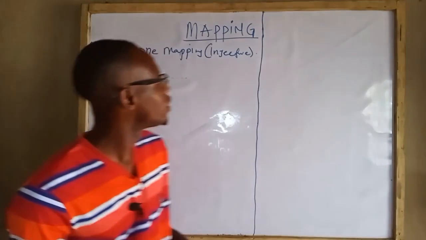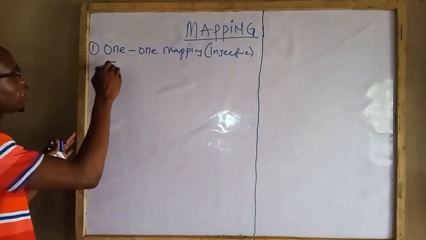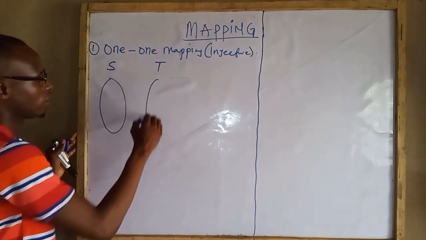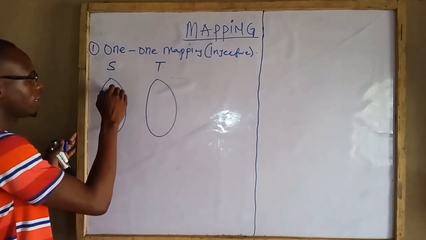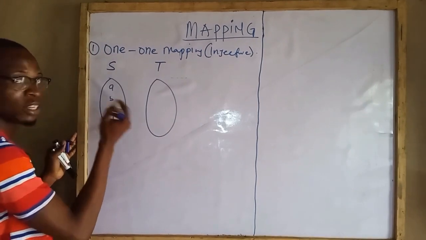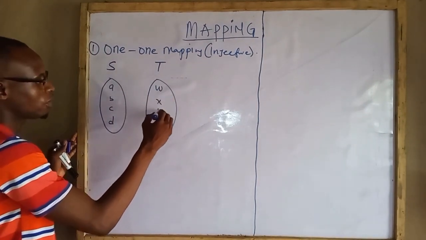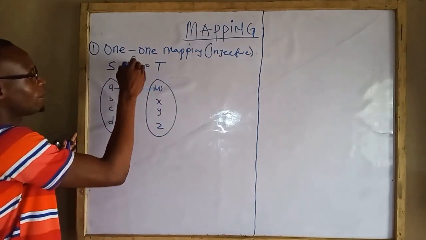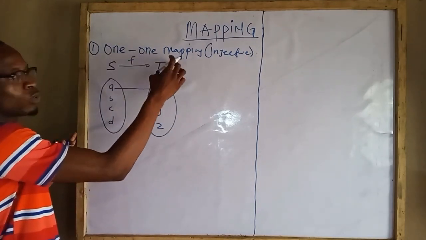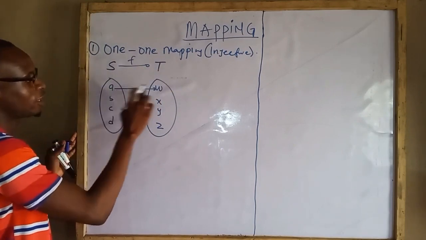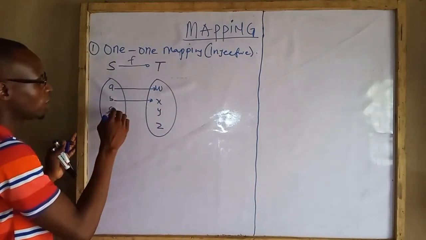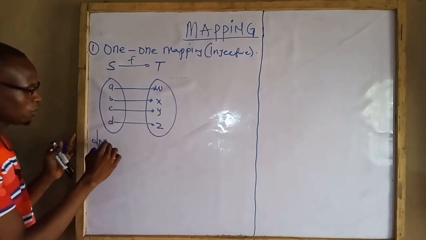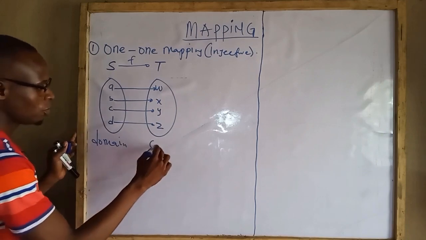Let's take, for instance, we have two sets S and T. Set S is A, B, C, D. That's the element. And T is W, X, Y, and Z. S is being mapped to T. A is mapped to W, B is mapped to X, C is mapped to Y, and D is mapped to Z. Now you can see that this is our domain, and this is the codomain.